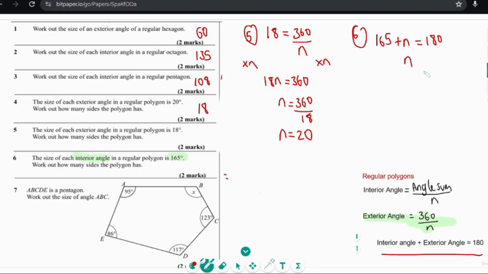Well, hang on, let me call it E. I don't know why I called it n. So take 165 off both sides, E is 15. So now we know the exterior angle is 15. We can use this formula here. 15 equals 360 over n, times both sides by n. Divide both sides by 15. 24.